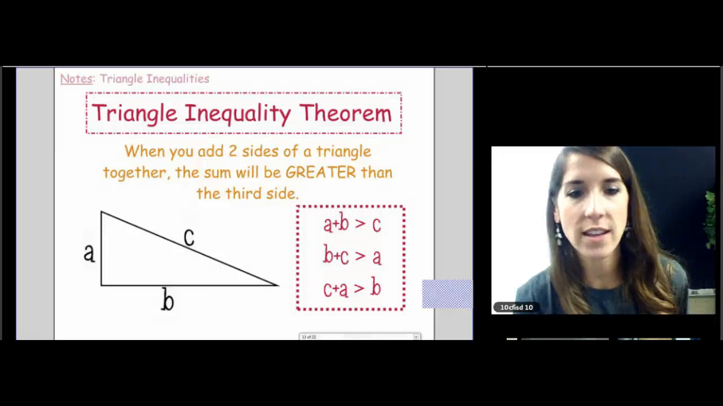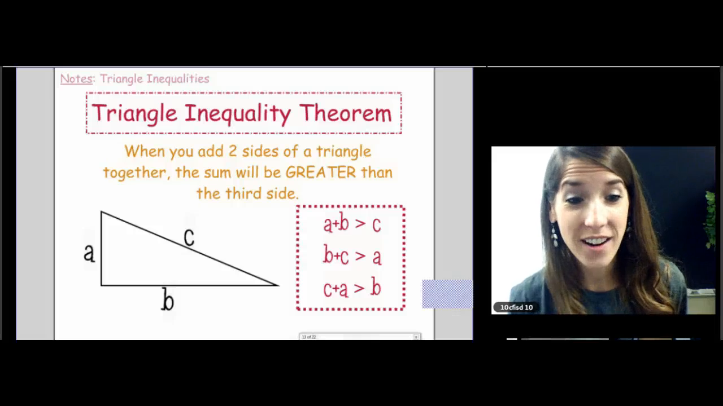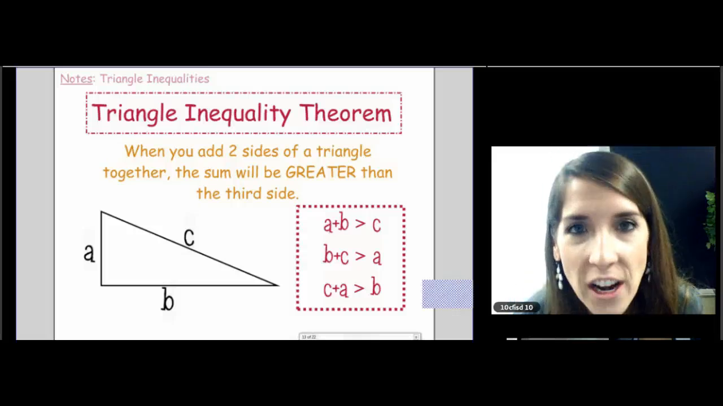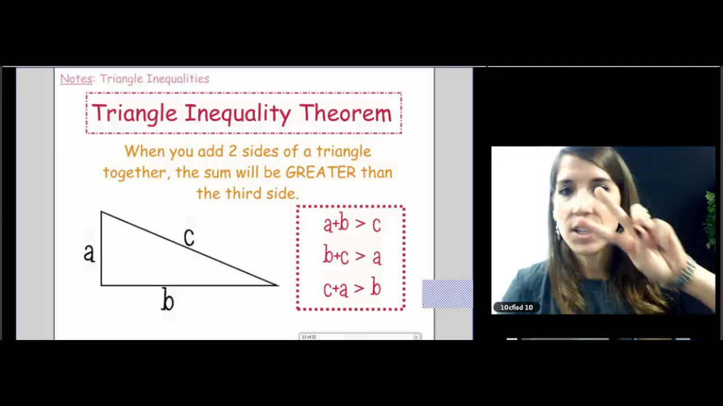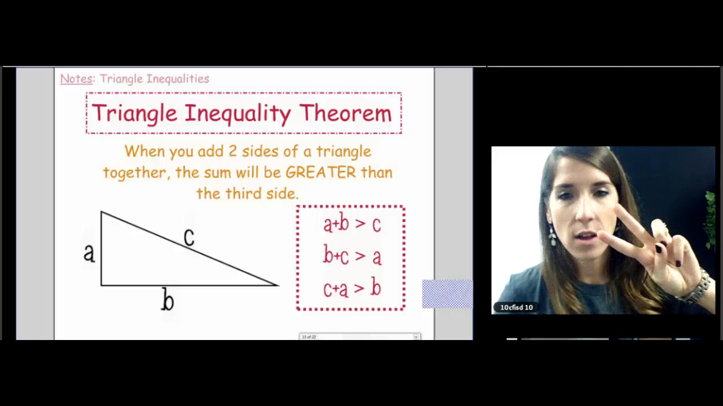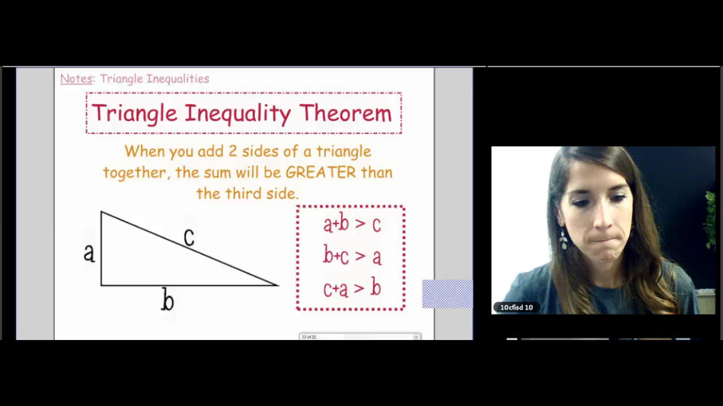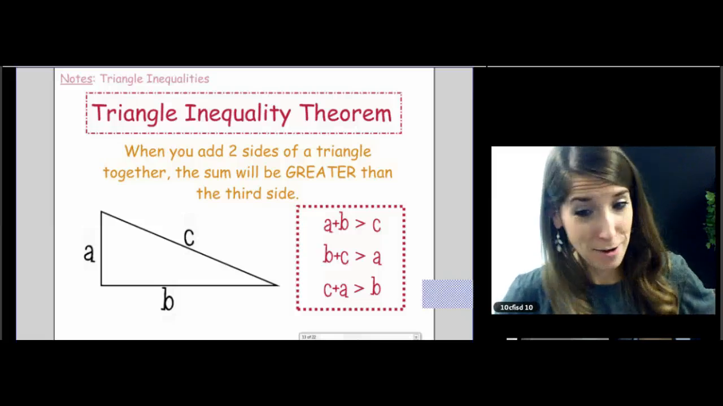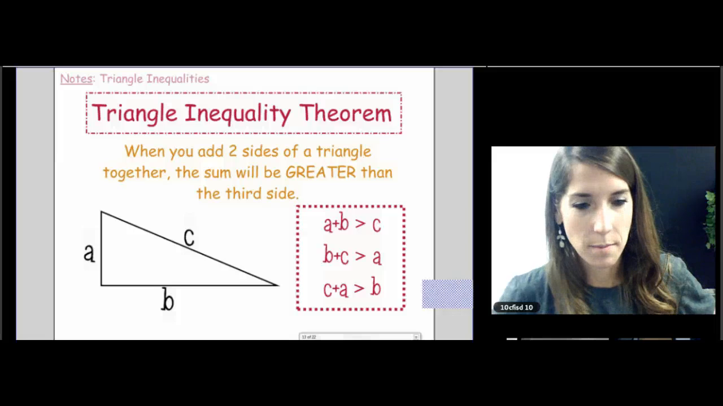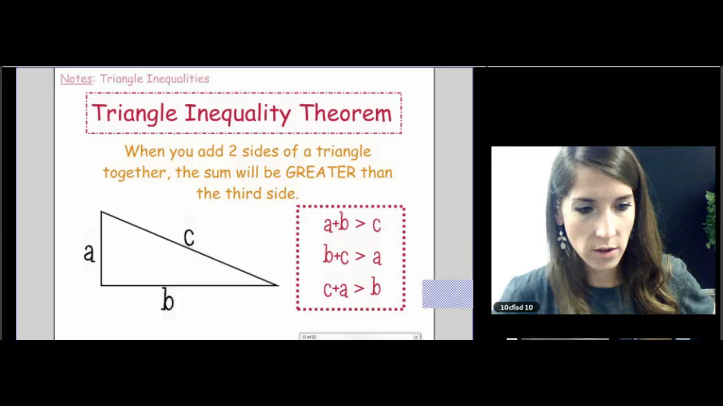The Triangle Inequality Theorem. When you add two sides of a triangle together, the sum will be greater, in all caps, greater than the third side. Pick any two sides. A plus B is greater than C. B plus C is greater than A, and C plus A is greater than B. Any two sides, add them together, will be greater than the third.